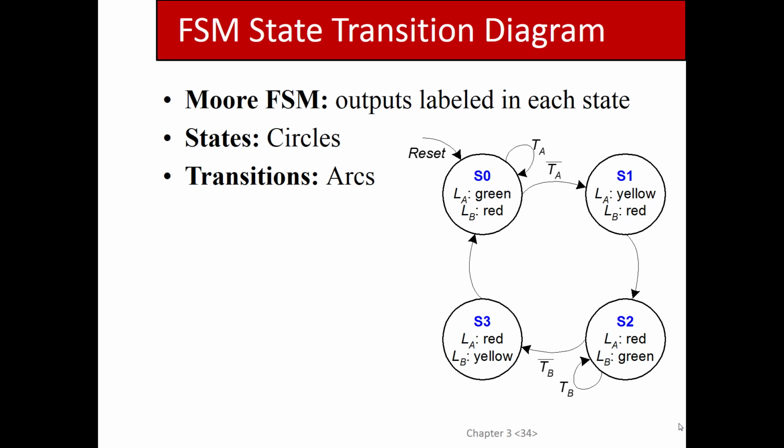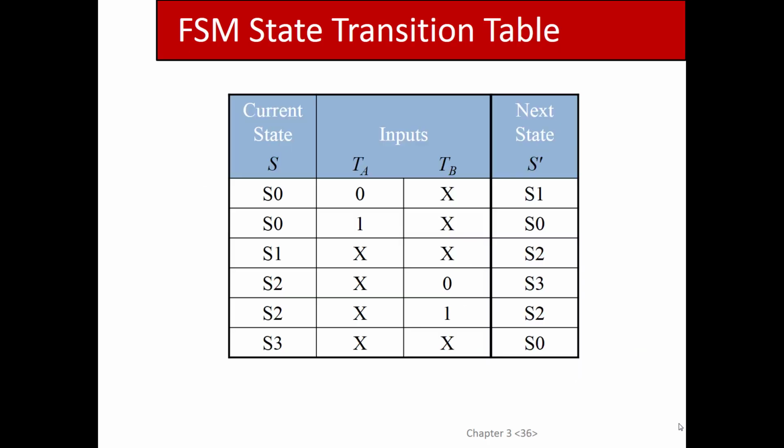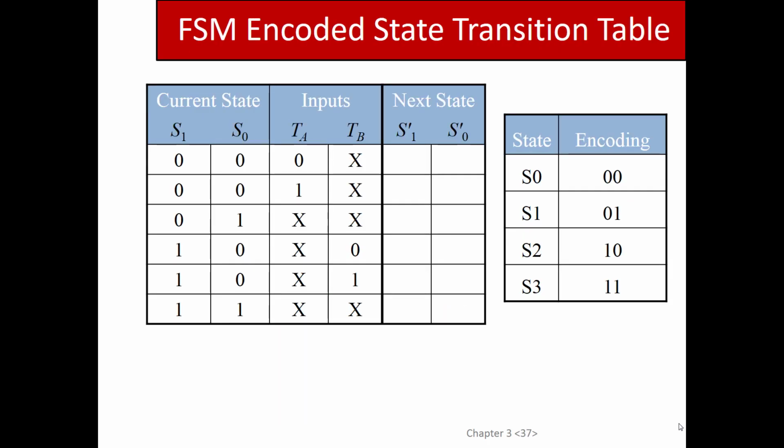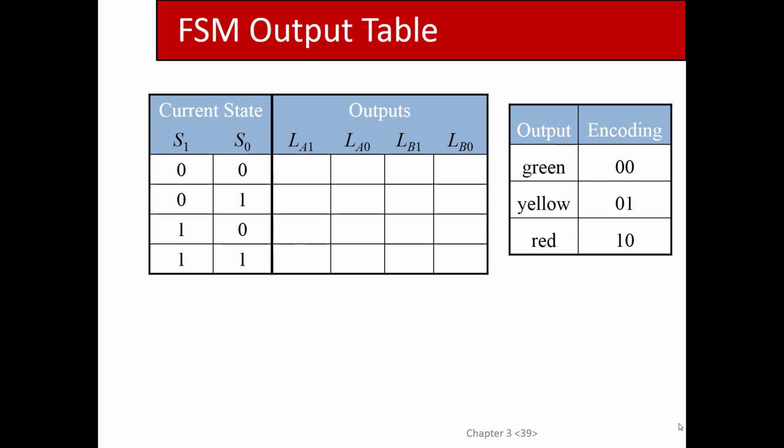In this case, I can build another truth table where I look at the current state, and that's my only input. I have two inputs, so the 2 bits of current state. And the outputs, I mentioned that the traffic lights, LA and LB, both have to be 2 bits because we have 3 different values. We have to have the green, the yellow, and the red. So you have to choose encodings for those as well.